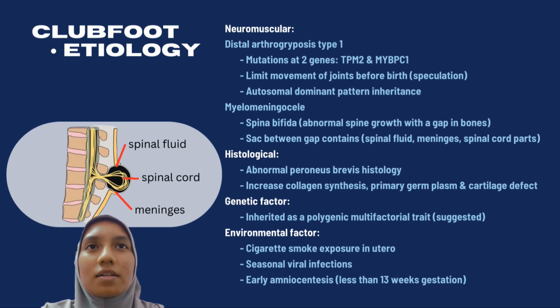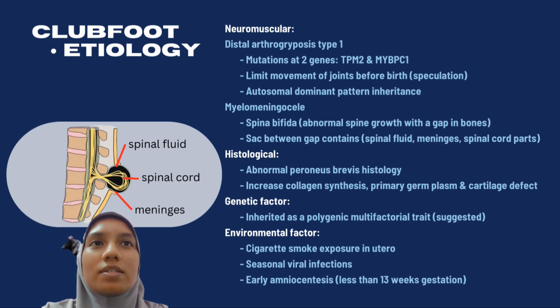So what is clubfoot? What causes it? So neuromuscular factors may be due to distal arthrogryposis type 1, which is the mutation at two genes, DPM2 and MYBPC1, which limits the movement of the joints before birth, which is only a speculation. It is an autosomal dominant pattern inheritance.